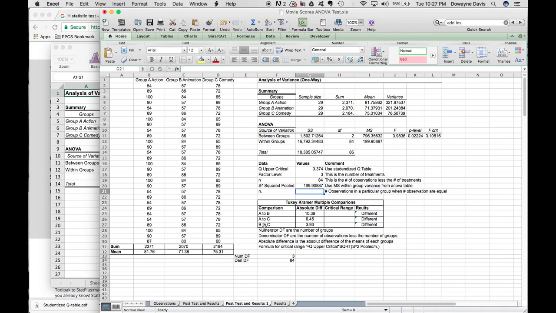And that's actually the sum of my means squared. Now we're going to move on to the next, which is N. And N is the number of observations in a particular group. And so the maximum number of observations in a particular group is 29. So I'm going to find that here.